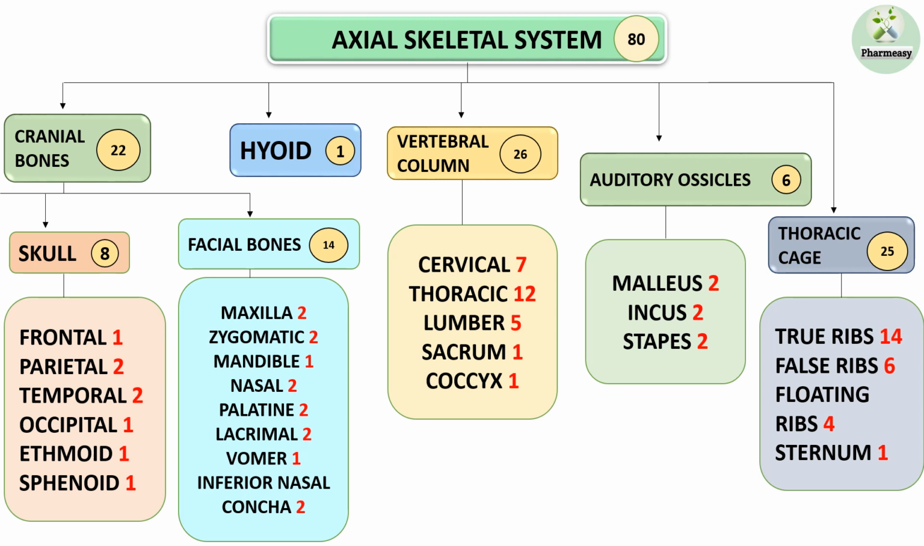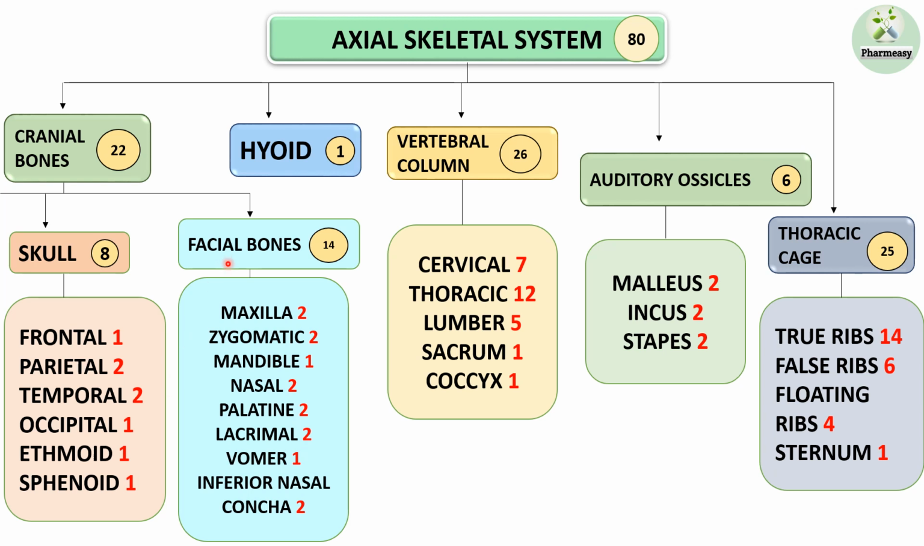It includes 80 bones of the body. Cranial bones or head has 22 bones, that are again divided into two subcategories, as skull that has 8 bones, namely frontal having 1 bone, parietal having 2 bones, temporal with 2 bones, occipital with 1 bone, ethmoid and sphenoid also have 1 bone. So, there will be 8 bones in the human skull.